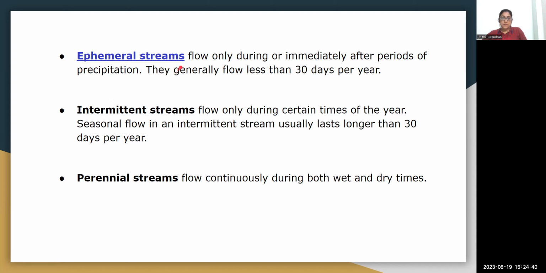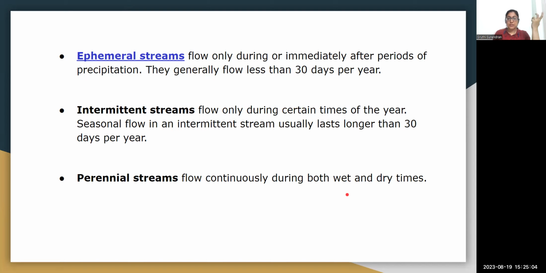How it is different from ephemeral streams is that they can last longer than 30 days per year. These are seasonal, these streams appear during the season. It will last for the entire season. But in case of ephemeral streams, it's not like that. One precipitation event will occur, and at that time the stream will be rich in water, but after a few days it will drain out or dry out.